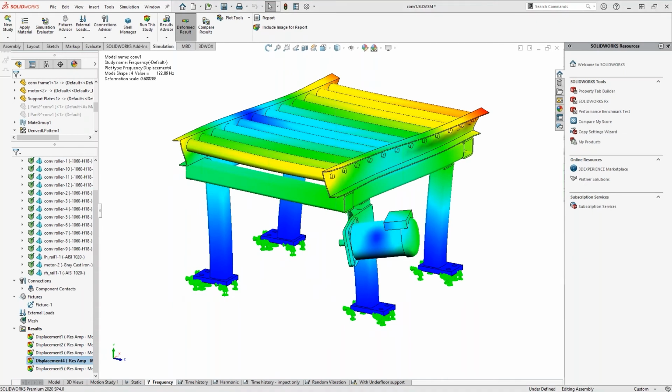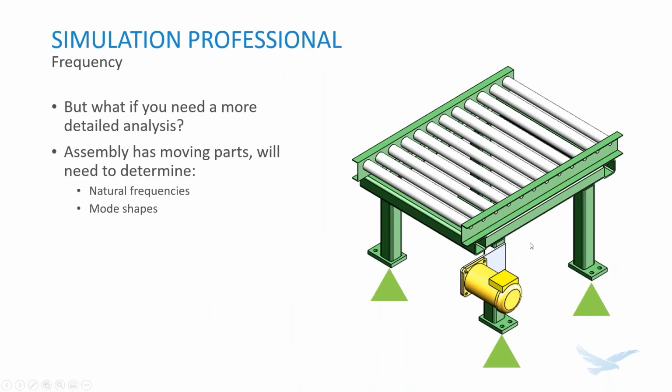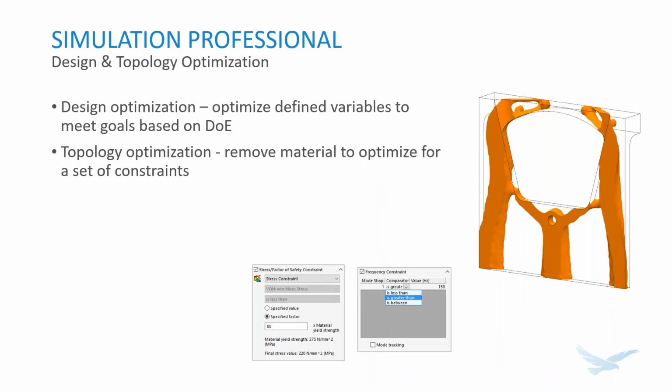Let's go ahead and go back into our presentation here. In addition to the vibration and frequency analysis, you also get access to a couple other really great tools in SOLIDWORKS Simulation Professional. One of my favorites personally, I wanted to highlight, is the optimization tools, particularly topology optimization. But you also get other optimization tools like design optimization. This allows you to optimize defined variables such as CAD dimensions, material properties, load values, etc., to reach user-defined goals based on the design of experiments method.